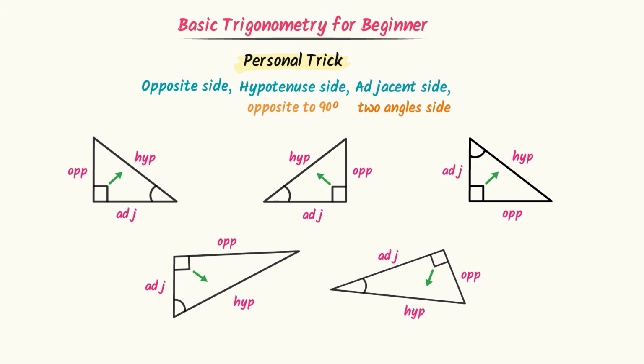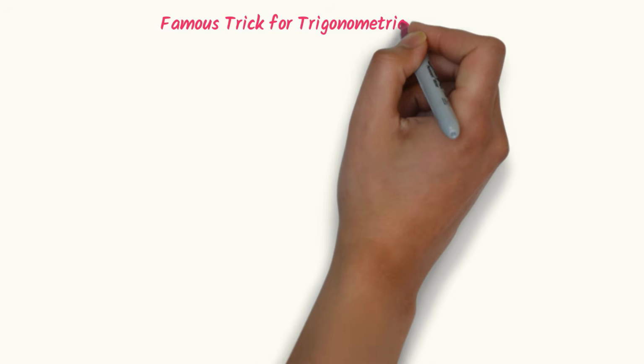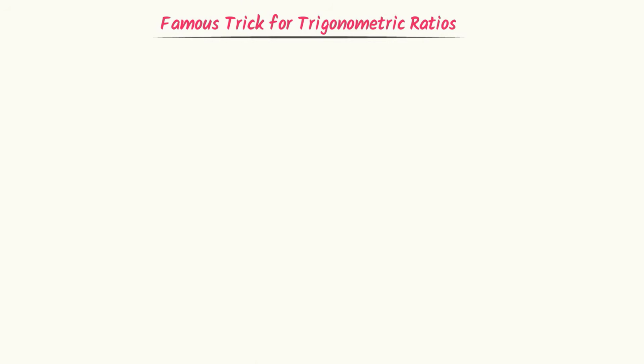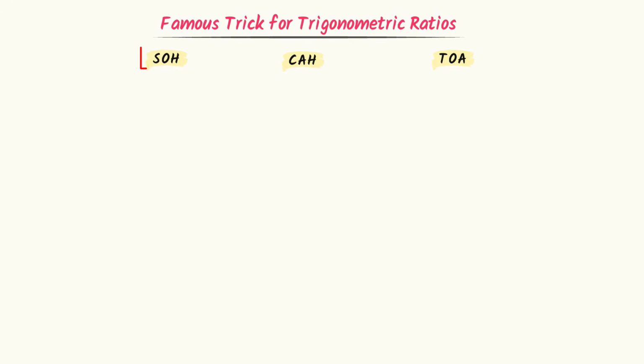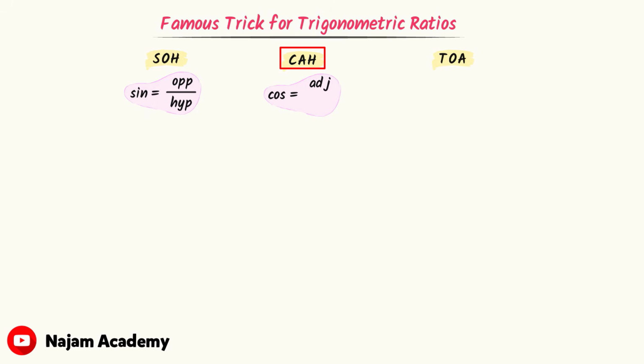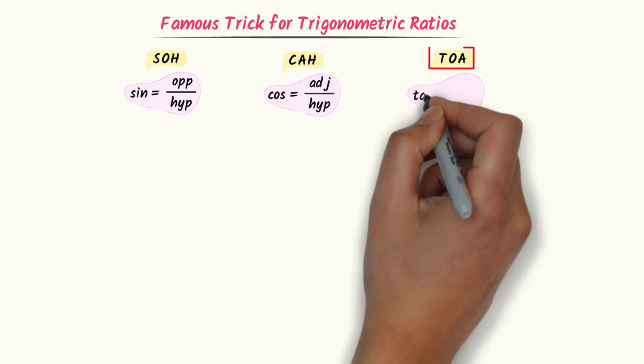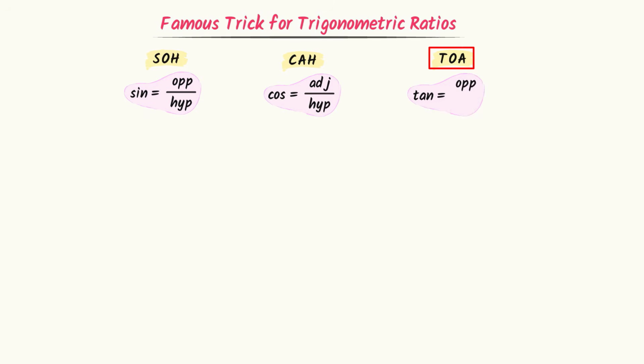Now we will learn a super easy trick to master the 6 trigonometric ratios in a very short period of time. The famous trick is Soh Cah Toa. Here S stands for sine, O stands for opposite and H stands for hypotenuse. Secondly, C stands for cos, A stands for adjacent and H stands for hypotenuse. Thirdly, T stands for tan, O stands for opposite and A stands for adjacent.